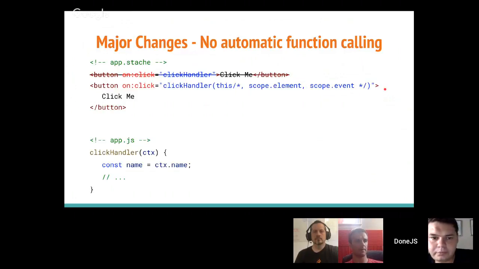The correct way to do this in 4.0 is actually to pass the current context. So you should say click handler, pass this to it, so that this is the current context, which is what would have been passed implicitly by 3.0.